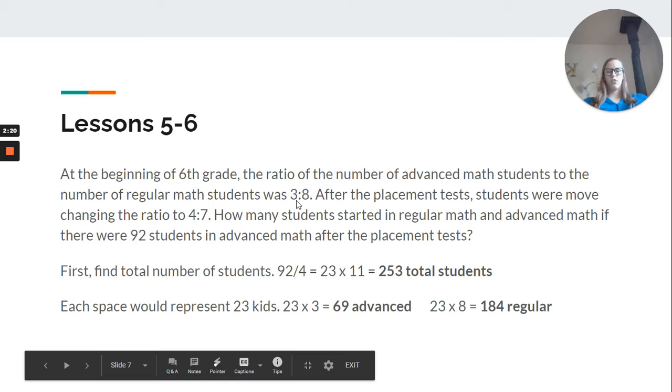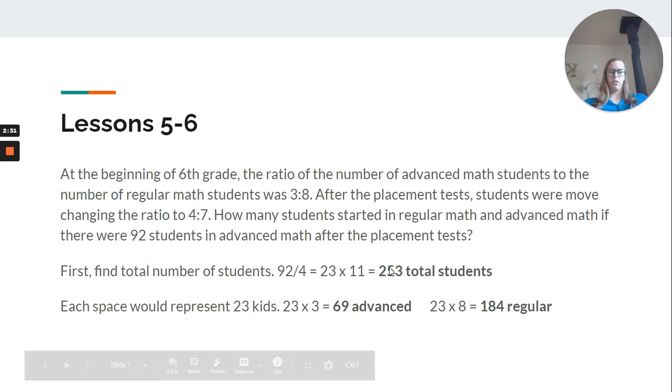So for the first ratio, to find the advanced students, we take 23 times 3, we get 69. And then for the regular, we take 23 times 8, we get 184. And if you would add those together, they equal 253.